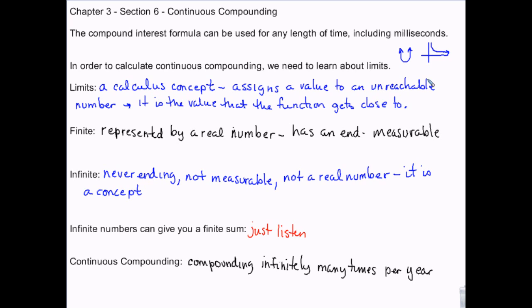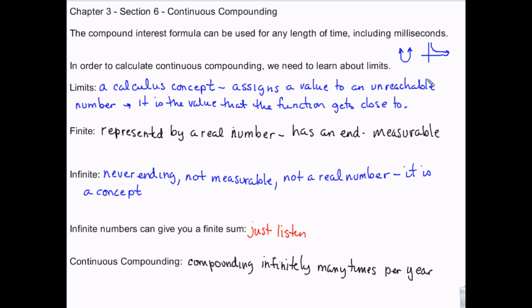Okay, and limits deal with the concepts of finite and infinite. Anybody ever hear somebody say that infinity is their favorite number? No? If you ever hear somebody say infinity is their favorite number, now you can laugh at them. Infinity is not a number. If they said infinity was their favorite number? Yeah, it's not a number, it's a concept.